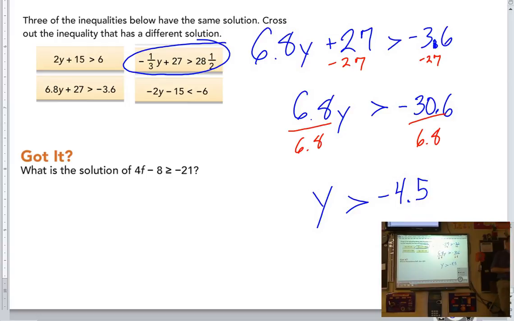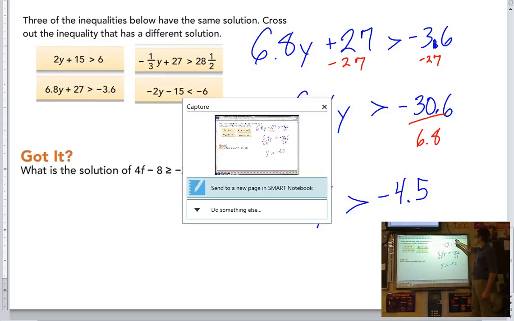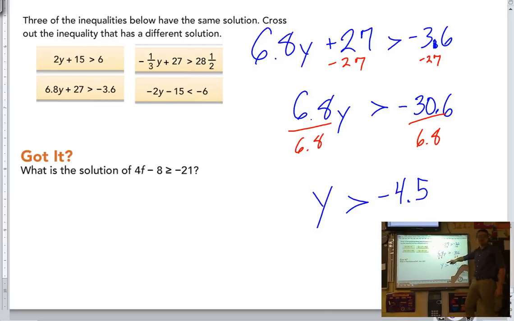Oh, we didn't do the other one. We're hypothesizing that should be the difference. Now, if that's true, then the result to this one should also be y is greater than negative 4.5. So let's solve it out and find out, is that the same? Anyone already finished that one out? Yeah, I got it done.